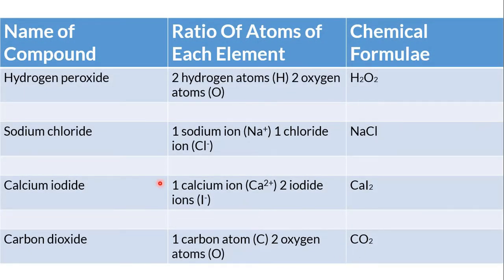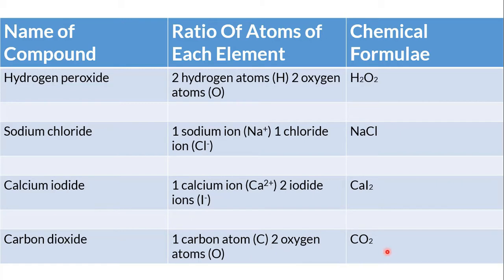Yes, so there's another table for chemical formulas for some compounds. Hydrogen peroxide, two hydrogen atoms, two oxygen atoms, giving us H2O2. Sodium chloride, one sodium ion, one chloride ion, giving us NaCl. Calcium iodide, one calcium ion, two iodide ions, giving us CaI2. Carbon dioxide is one carbon atom and two oxygen atoms, giving us CO2.